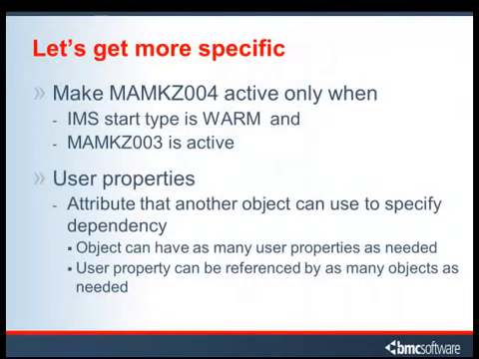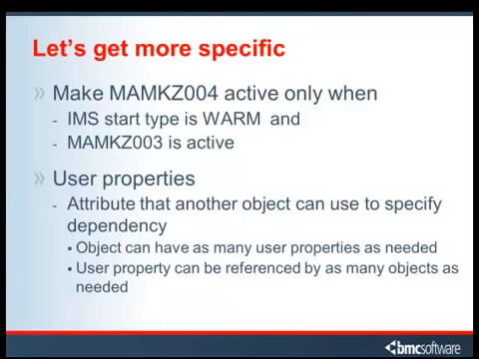You can set more complex dependencies. Let's look at another example. We want the child MAMKZ004 active only when the IMS start type is warm and the parent is active. The last start type for IMS can be found in shared variable QIMSSTA. But you can't specify a dependency on the value of a shared variable. So, how can we instruct TOM to make MAMKZ004 active only when IMS has been warm started?